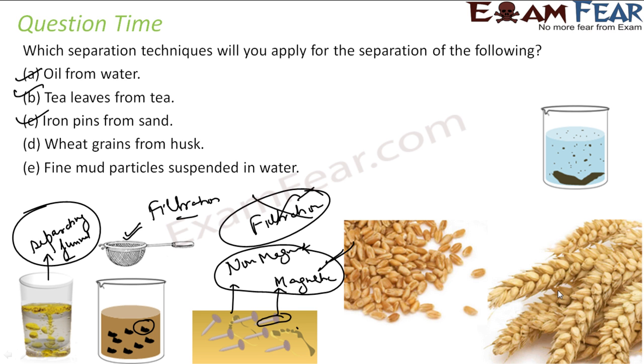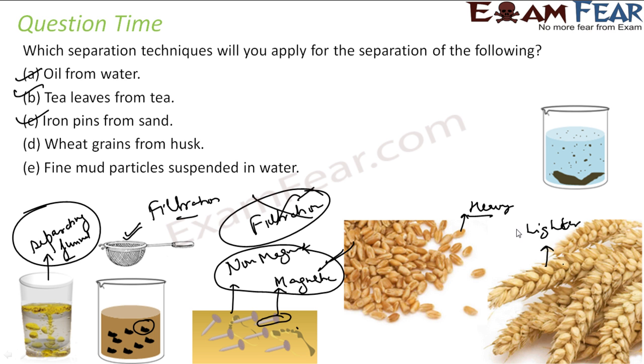Wheat grain from the husk. This is husk. This is how it is cultivated. From this, you have to take out wheat grains. So what we do is we first hit it hard, then both get separated. The outer layer of the husk is very light, a very thin film. But wheat is heavy. Since one is heavy and one is light, we can use winnowing.